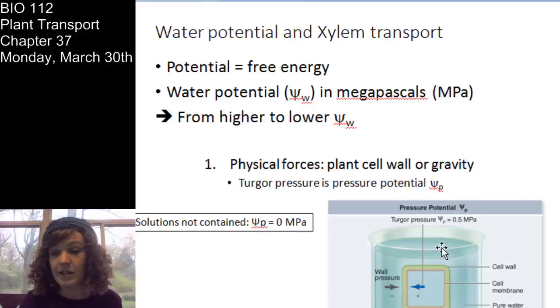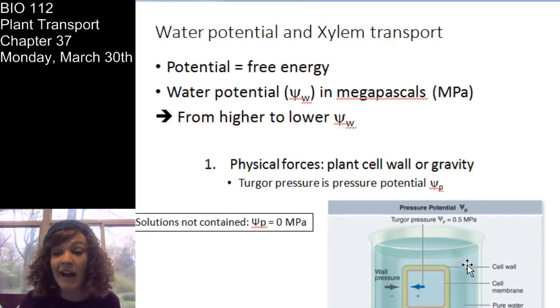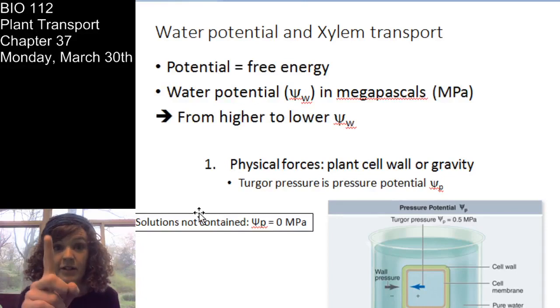So here, the solution is not contained in a membrane. It's in a beaker, but it's not in a membrane, right? That will have zero pressure potential. This is going to matter for the rest of this example in a second. So water here, right? And water is pressing against here, okay? Turgor pressure. So that's the first part of water potential.